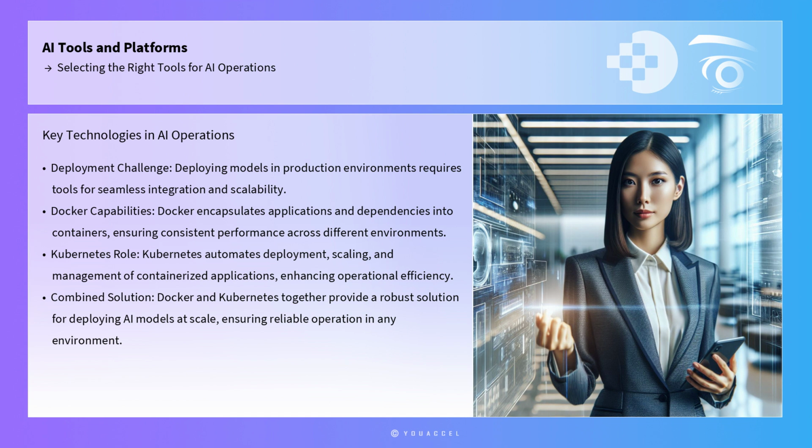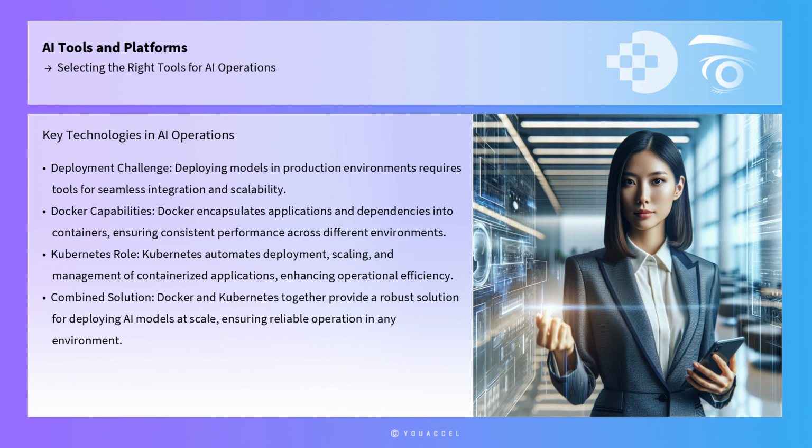Real-world challenges in AI operations often involve deploying models in production environments where they can deliver actionable insights. This task requires tools that ensure seamless integration and scalability. Docker and Kubernetes are two pivotal technologies in this space. Docker enables the encapsulation of applications and their dependencies into containers, ensuring consistent performance across different computing environments.